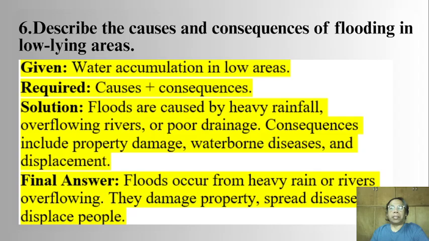Floods are caused by heavy rainfall, overflowing rivers, or poor drainage. Consequences include property damage, waterborne diseases, and displacement. Final answer: Floods occur from heavy rain or rivers overflowing. They damage property, spread disease, and displace people.